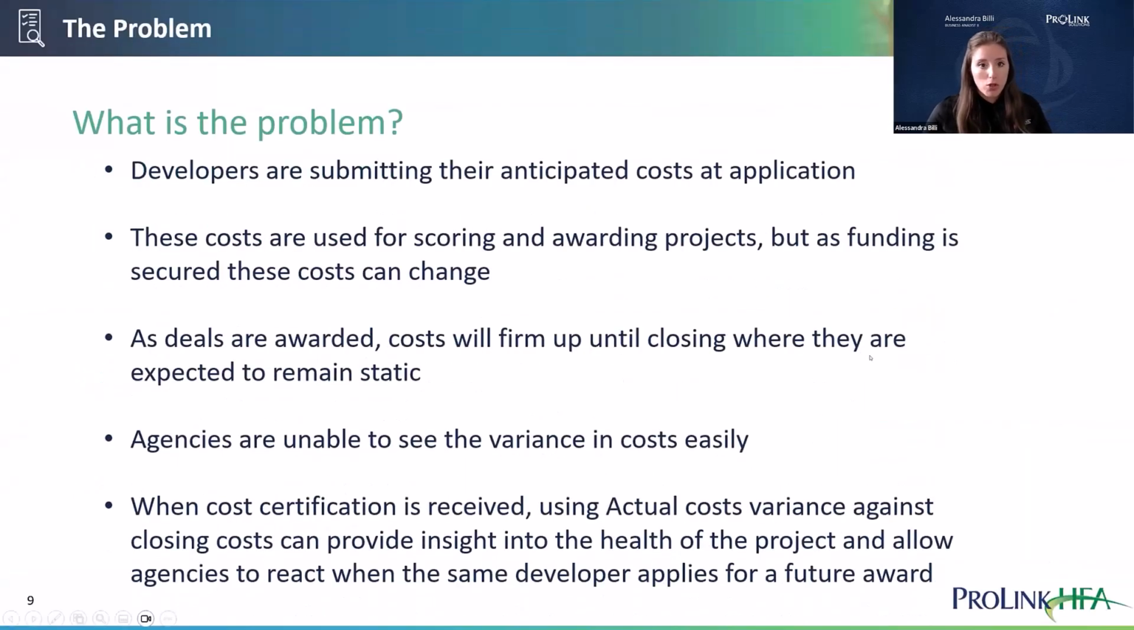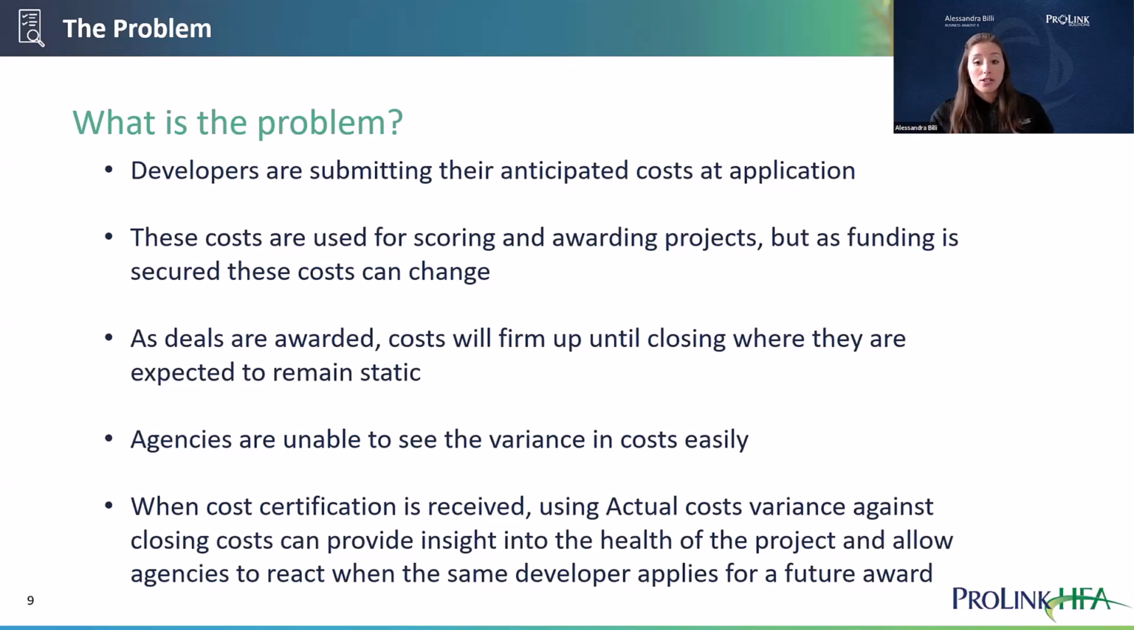So what is the problem? We have developers who are submitting what they think their anticipated costs are when they're applying. These costs are then used to score projects and award them, but as funding is secured and they're going through all of the processes that it takes to actually bring these to life, these costs can change. And as the deals are awarded, the costs firm up until closing, that's when they're expected to remain static at that point. Currently, agencies are unable to see how these costs change as it progresses through the stages very easily.